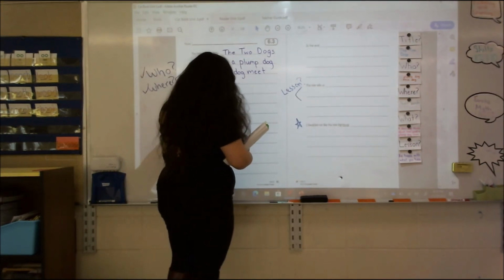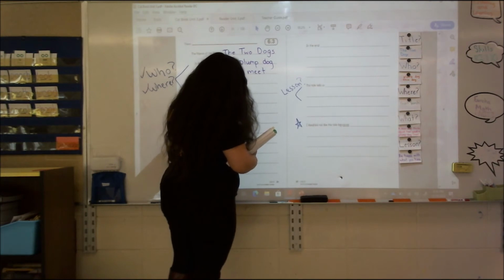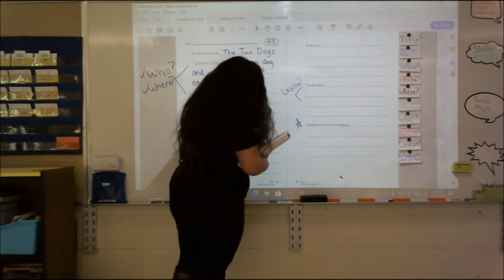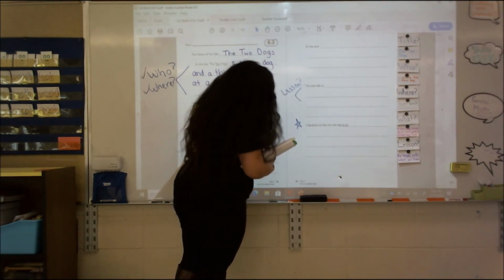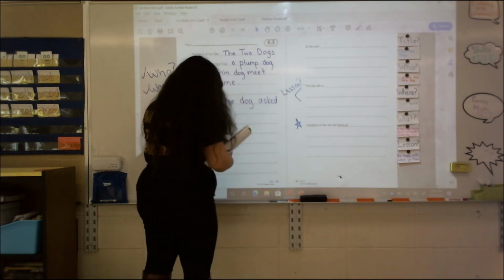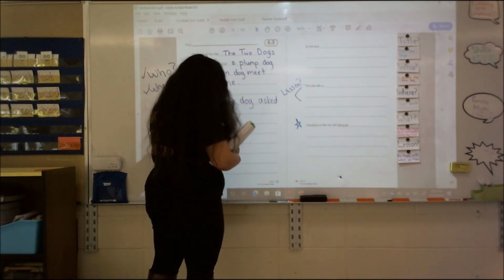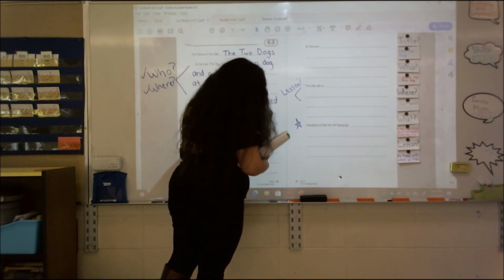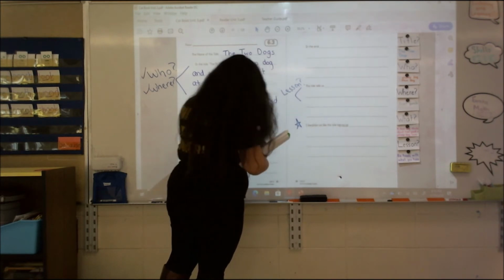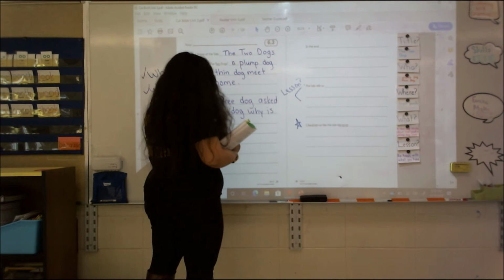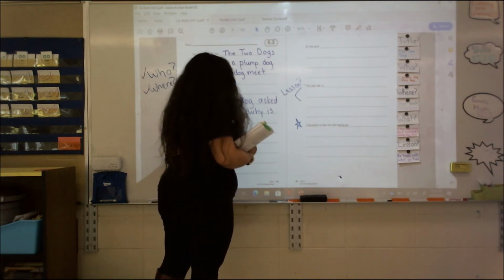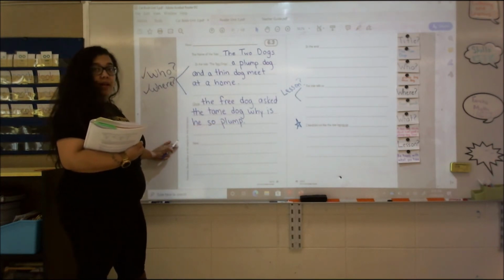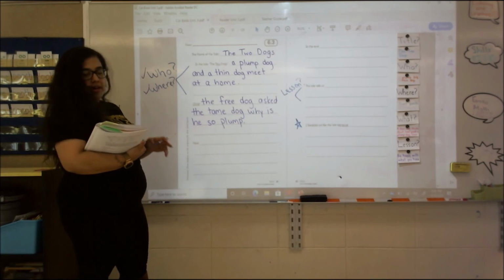Okay, so once, let's go with free this time. It means the same thing. Once the free dog asked the tame dog, why is he so plump? Okay, so does that identify what happened at the beginning? Yes.